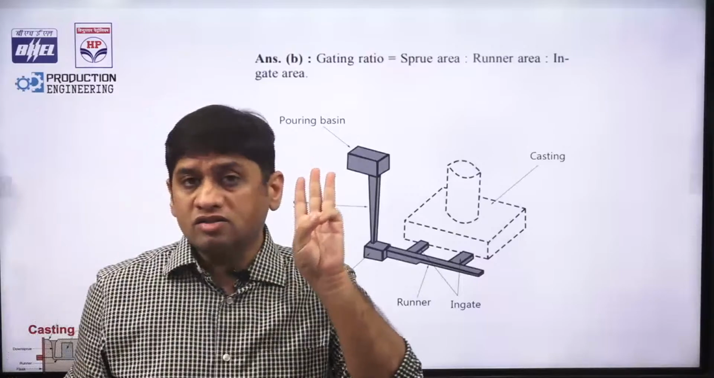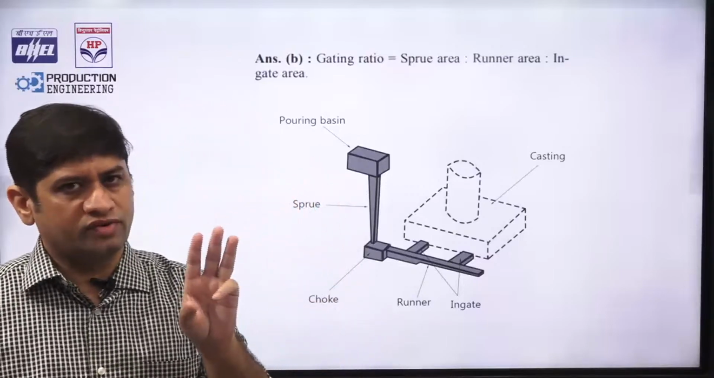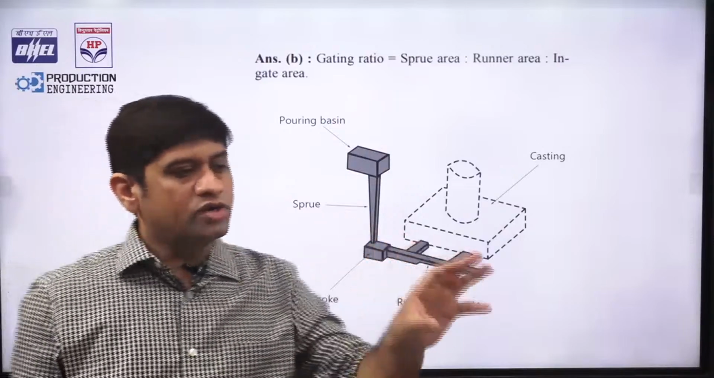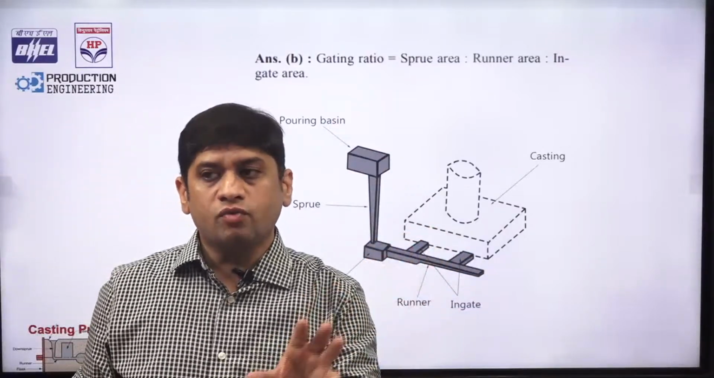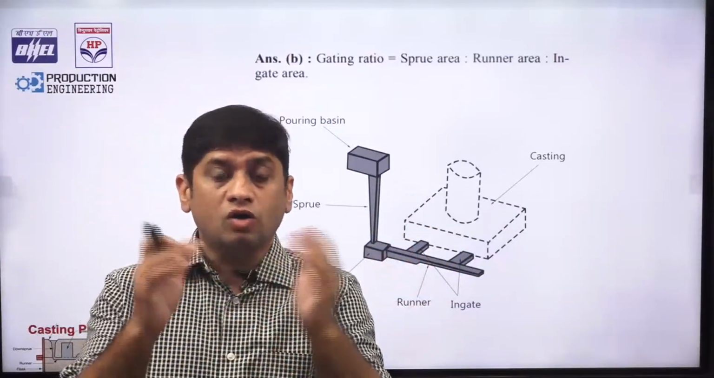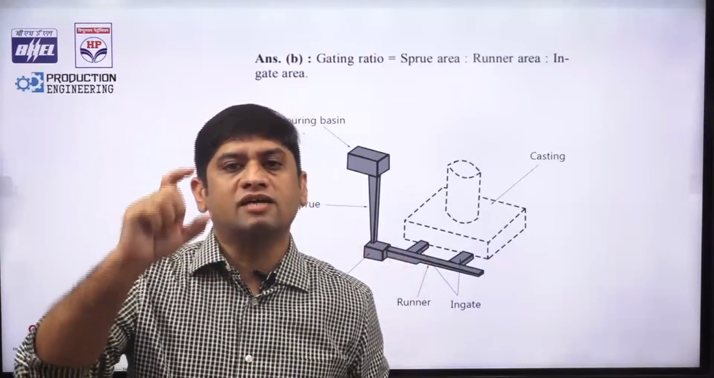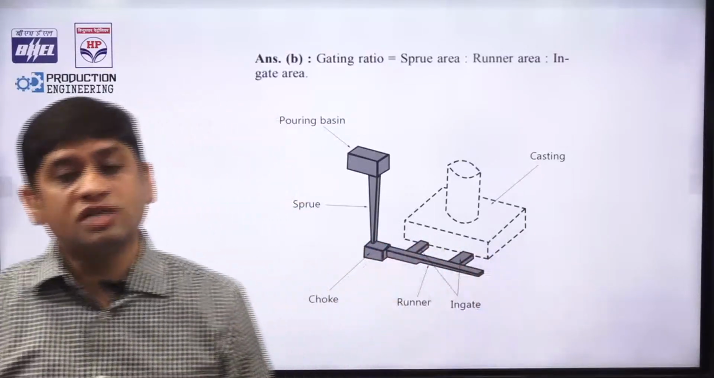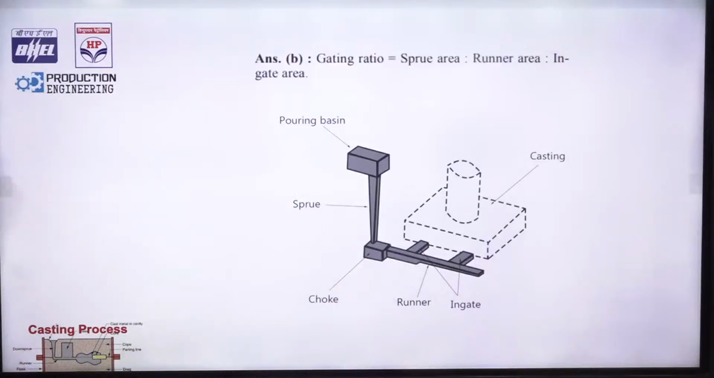I told you there are three ways in which you can get directional solidification. One is this also. This is a part of design. How do you design the areas? If you want directional solidification, you can decide the cross-section areas. And one is the chills which you provide, that also gives you directional solidification. So that also is directional solidification, right? Gating ratio, this is how it is designed.